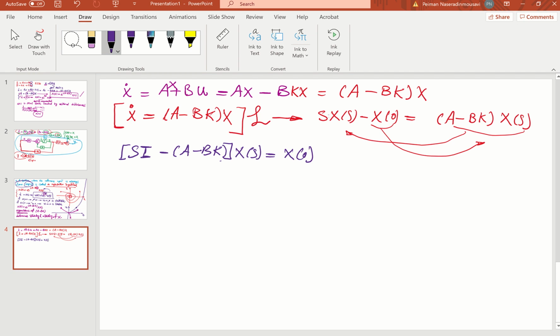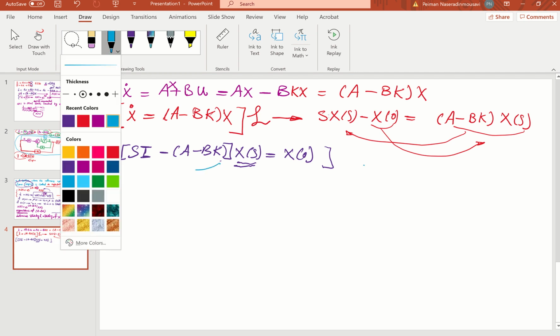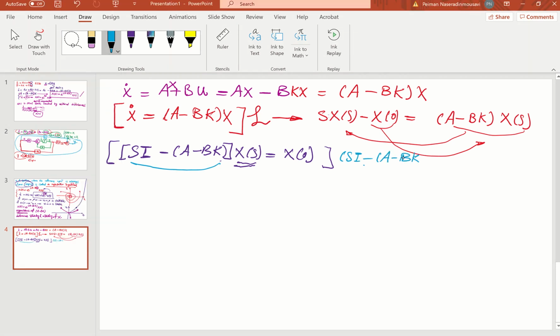Okay, so if I want to find the final solution, you cannot divide because these are matrices. What you're going to do is multiply both sides by the inverse of this, (sI minus A minus BK) inverse. If you do that, simply you get X(s) is (sI minus A minus BK) inverse times x at 0.